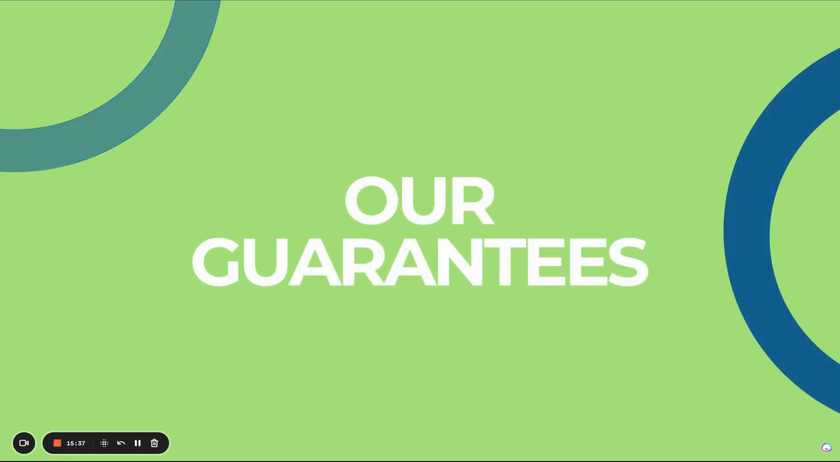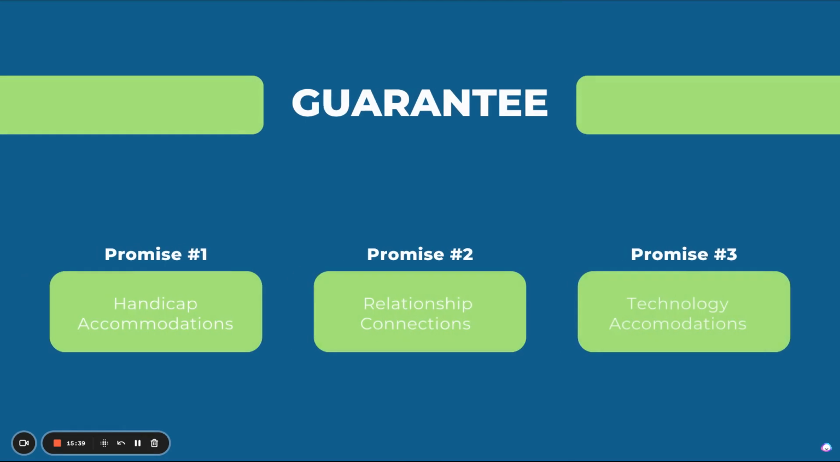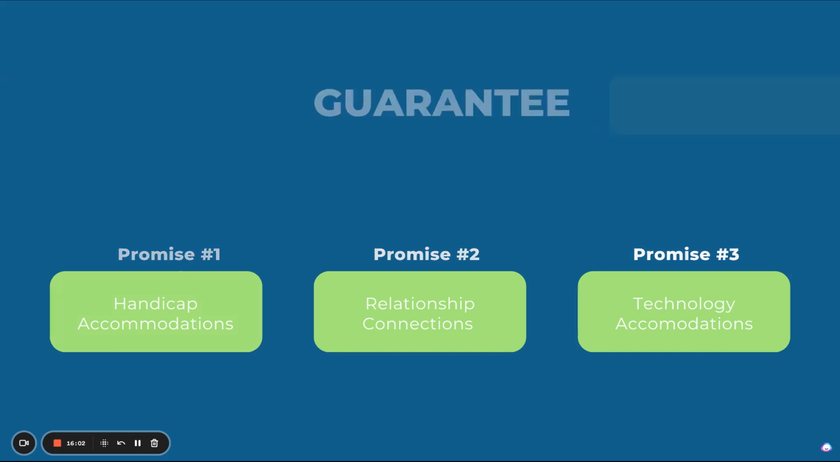And then the guarantees that that ministry has for the person. Promise number 1, handicap accommodation. Promise number 2, relationship connections. Promise number 3, technology accommodation. So what can you guarantee to this person? All of that's really important when it comes to building a case for this person to be able to put their trust into this ministry and this organization.